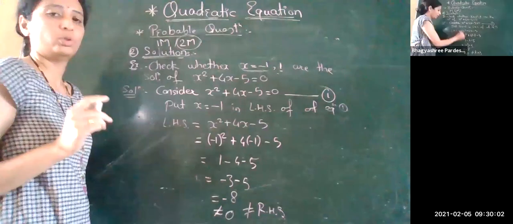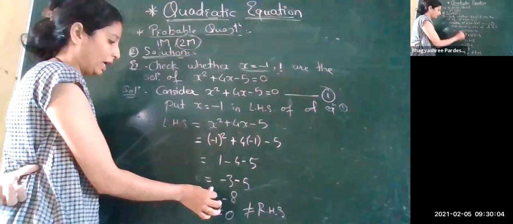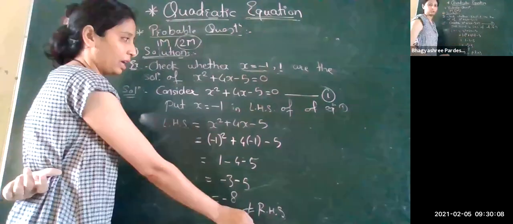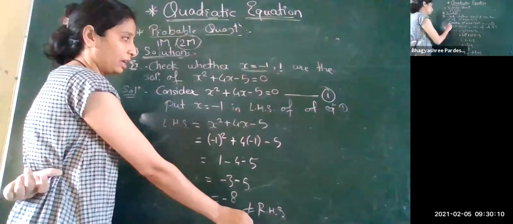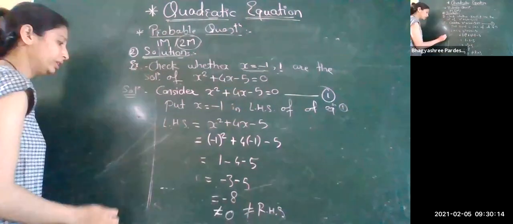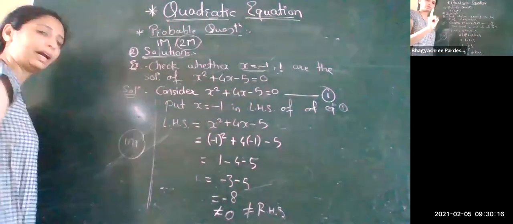If that is equal to 0, then we say that LHS and RHS are equal and it is the solution. If not, then it is not a solution. For solving this, you will get 1 mark, right? Why? Since we have solved it just for 1.